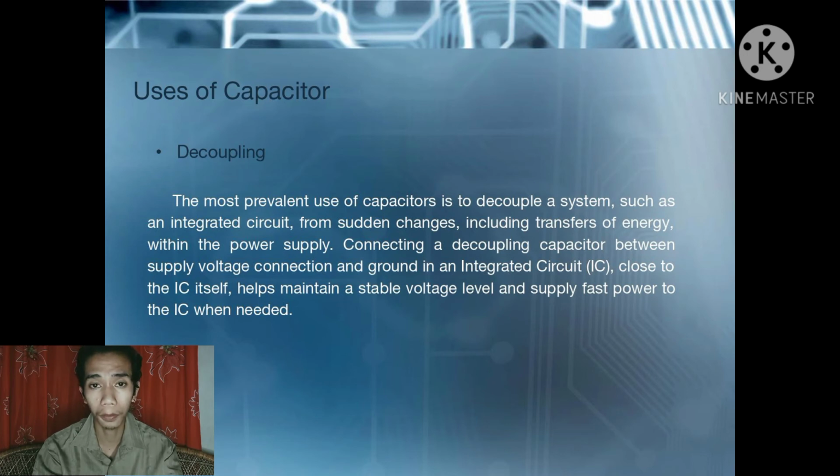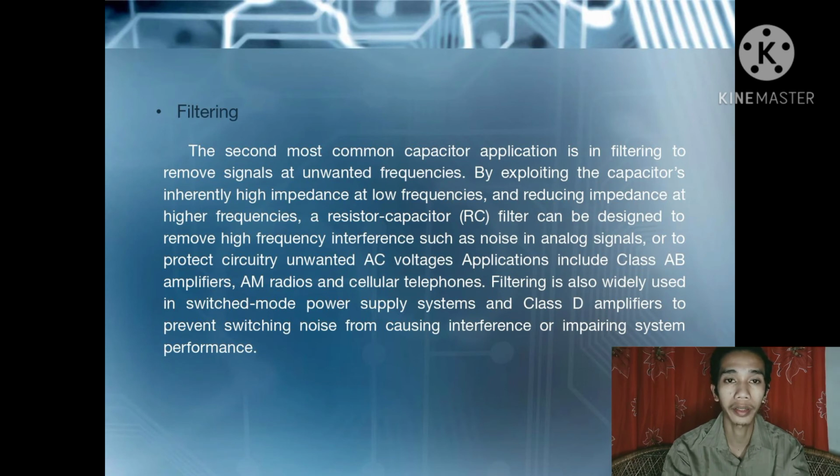Connecting a decoupling capacitor between supply voltage connection and ground in an integrated circuit, IC, close to the IC itself helps maintain a stable voltage level and supply fast power to the IC when needed. So that would be for the decoupling under the uses of capacitor. So next one would be filtering. So under filtering, the second most common capacitor application is the filtering.